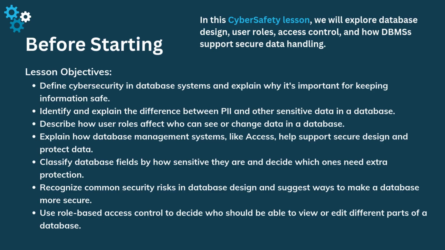Here's what you can expect from this lesson. First, we'll define cybersecurity in database systems and explain why it matters. Then we'll talk about the difference between PII, that's personally identifiable information, and other sensitive data in a database. We'll explore user roles and access control, and how database management systems like Microsoft Access help us design secure systems. Finally, we'll discuss how to classify sensitive data, identify security risk, and use role-based access control to decide who should have access to different parts of a database.